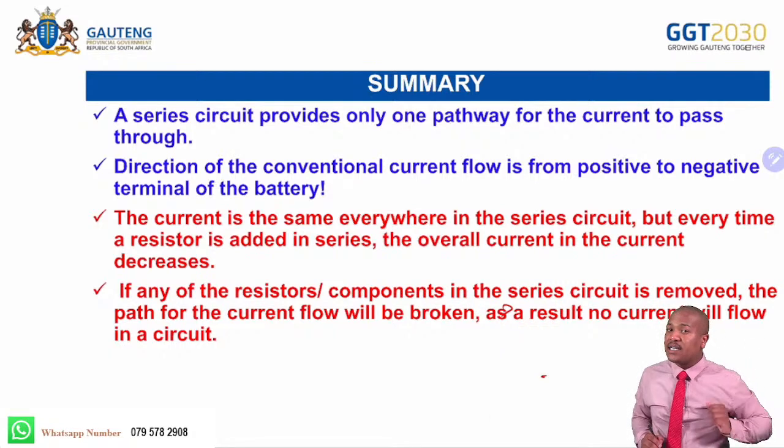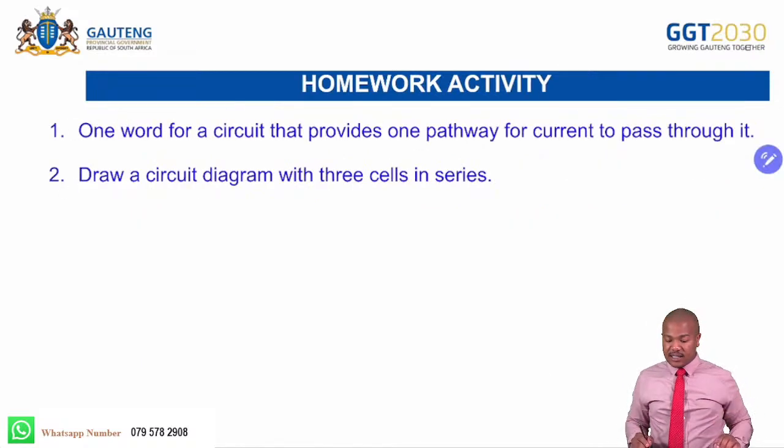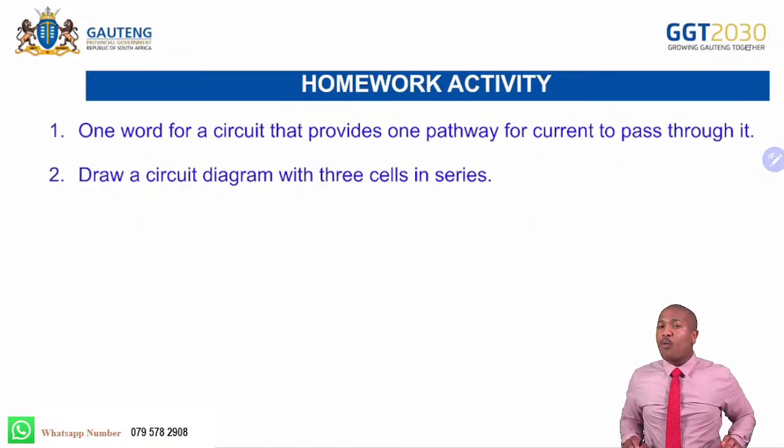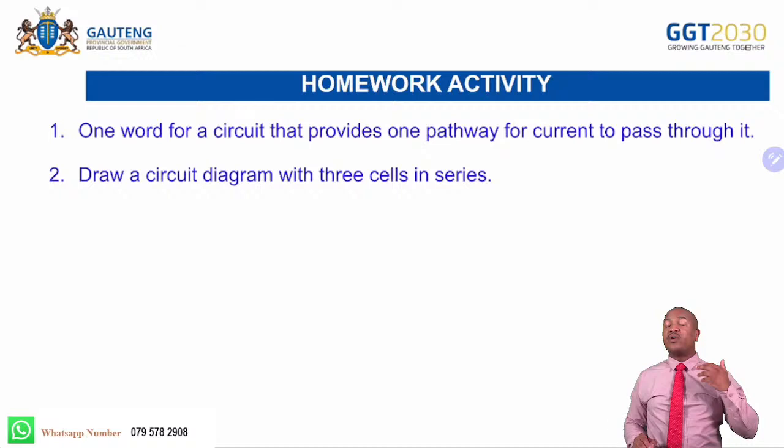How to draw a series circuit, how to define a series circuit, and also how to align components in a series circuit. So now, here is a homework activity. Let me read out the questions for you. Number one says, one word for a circuit that provides one pathway for current to pass through it. You have to give us that terminology, right? That term. Number two, you have to draw a circuit diagram with 3 cells in series. So now I want us to take 2 minutes to copy down the homework.